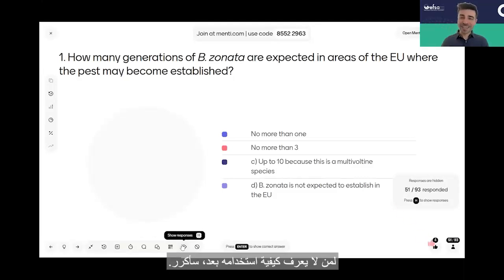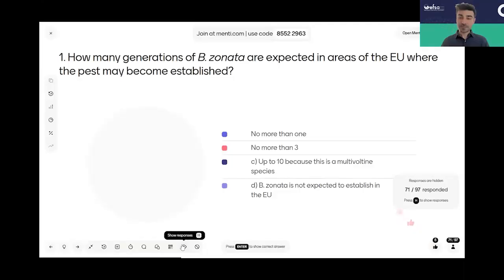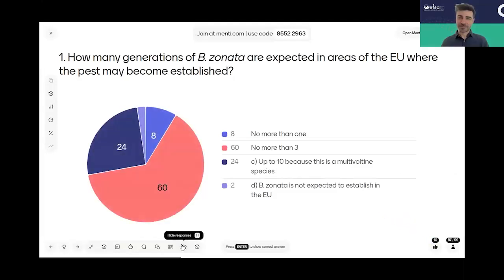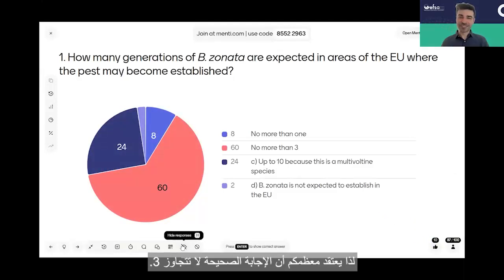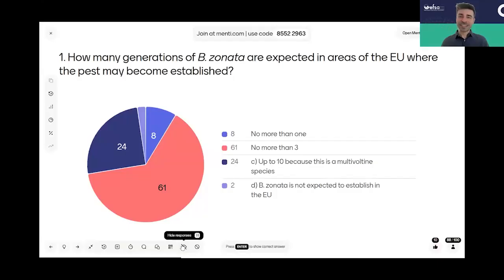For those that don't know yet how to use it, I will repeat. You have to go with your electronic device to www.menti.com and use the code that you can see in the upper side of the slide, 85522963. I'll give you a couple of seconds more to answer. Okay, so most of you think that the correct answer is no more than 3. Let's see what Josep and Hans think after the small quiz.